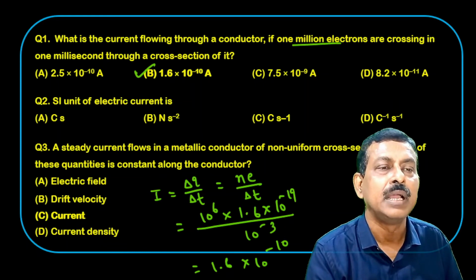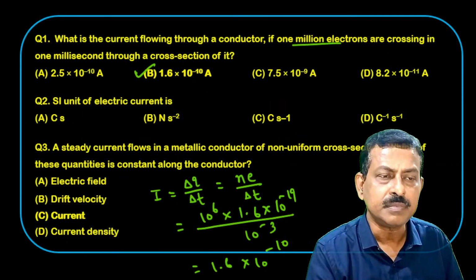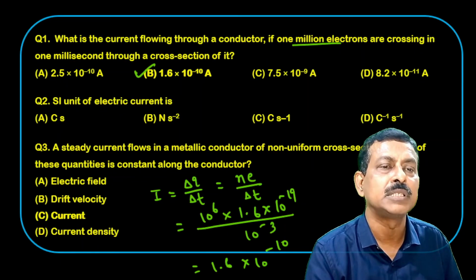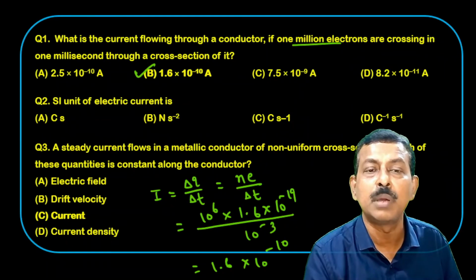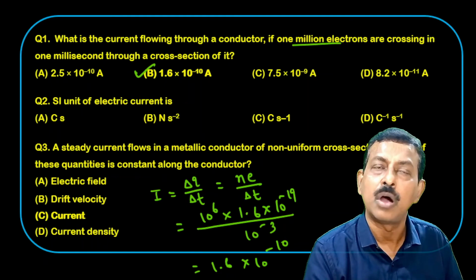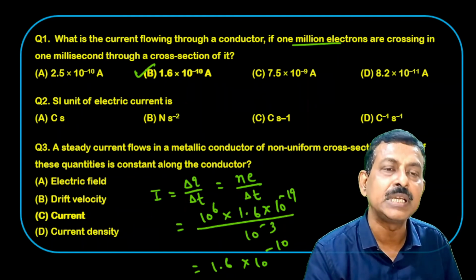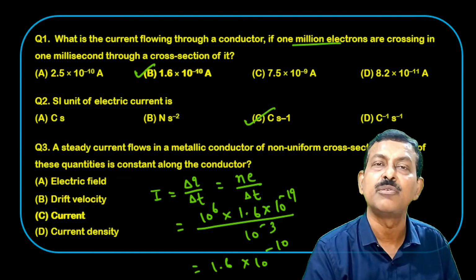Let's now take the SI unit of electric current. Here are the different options: coulomb second, newton per second square, coulomb per second, and so on. Obviously the SI unit, you know, is the ampere, and the ampere is expressed in terms of coulomb per second. So the second one is the correct option.